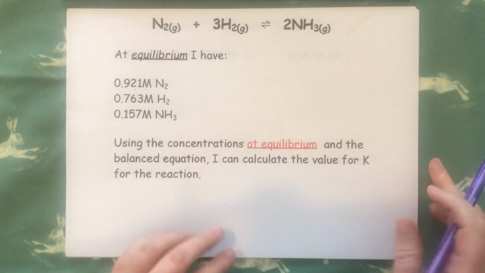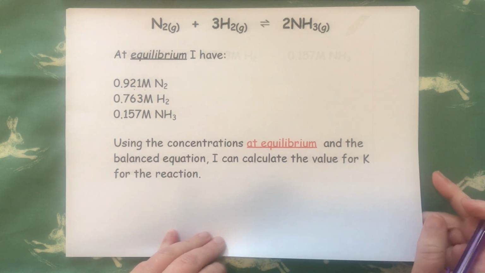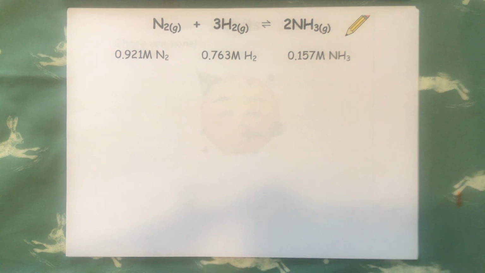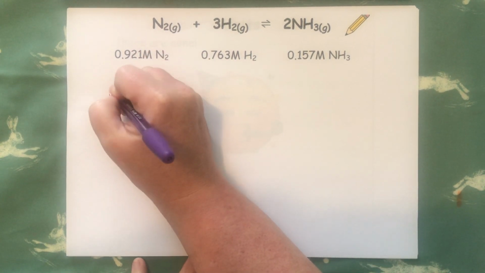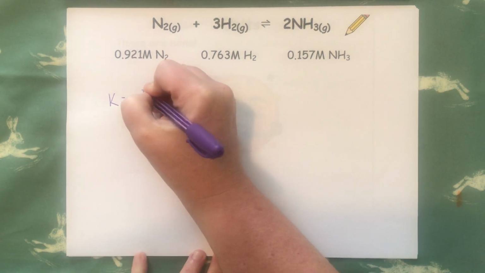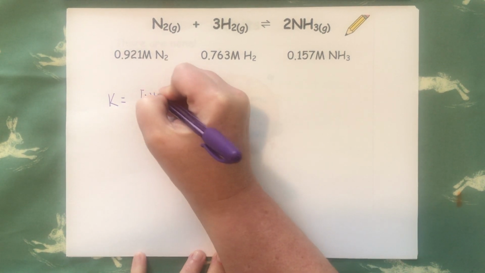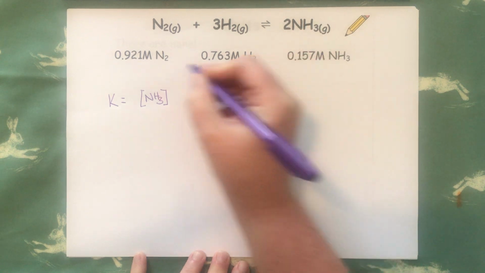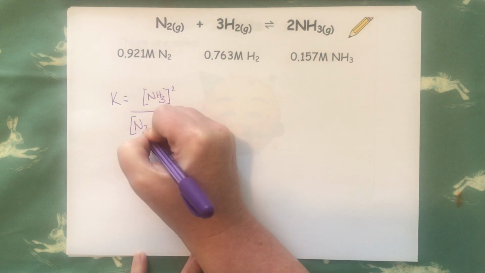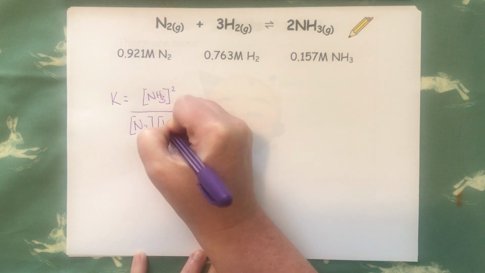And because we know the concentration values at equilibrium, we can then work out the equilibrium constant. So I would always start by writing the equilibrium expression, which in this case is our product, ammonia, to the power 2, over the concentration of our reactants.